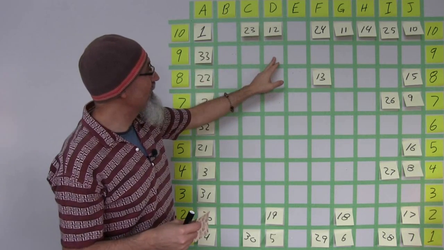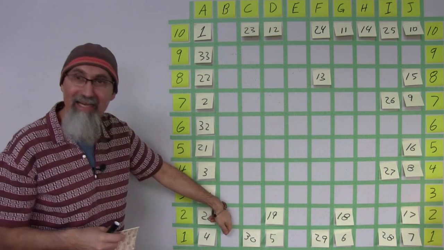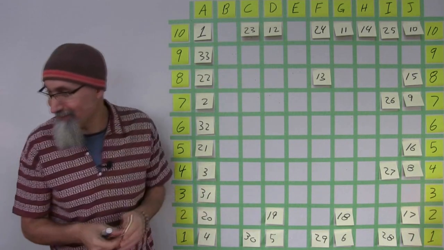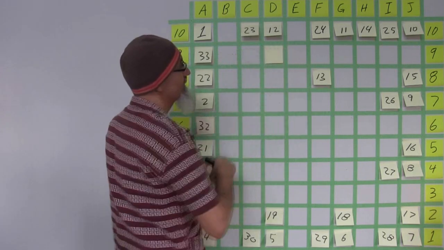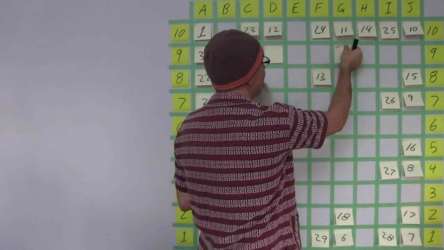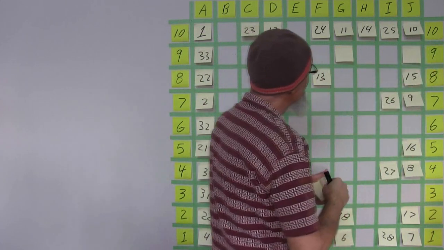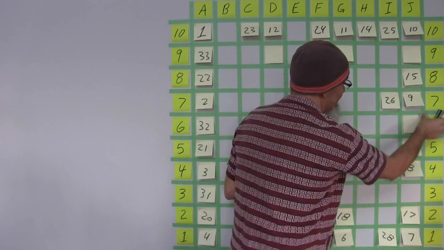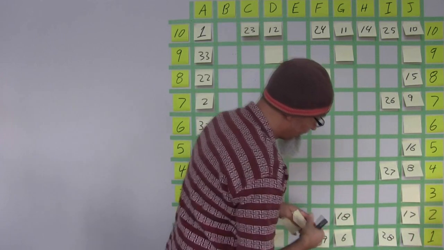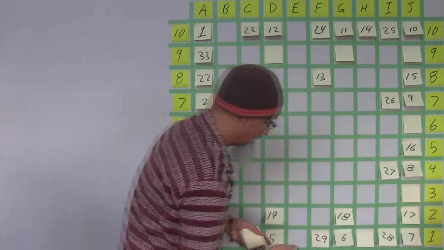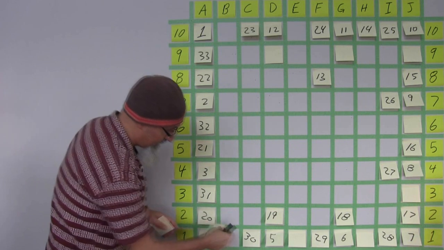33. Then we got 34, 35, 36, 37, 38, 39, 40, 41. Nice. Right. Go all the way around. Let's do it. 33, 34, 35, 36, 37, 38, 39, 40, 41.